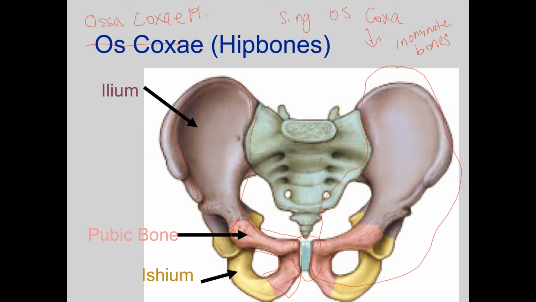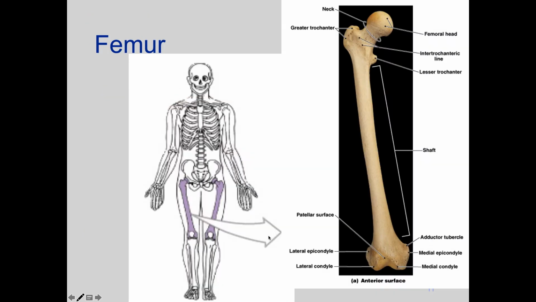And then your sit bones, so the bones that make contact with your chair when you sit down, those are your ischia. So ischium is one of those. So each os coxa consists of an ilium, an ischium, and a pubis. Okay, moving on to the femur. The femur is your thigh bone, so it's the largest long bone in your body.